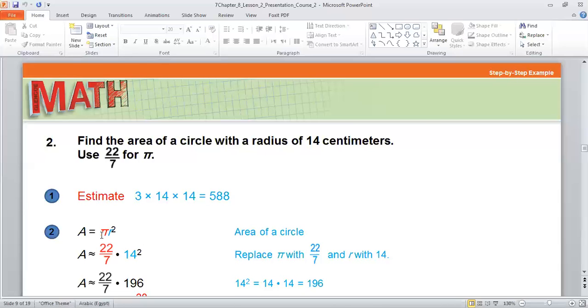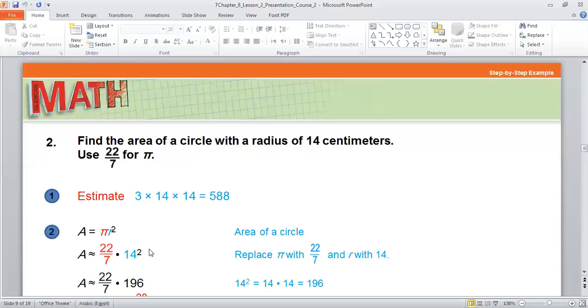We said that before, Muhammad. Pi has two values. Maybe pi equals 22 over 7, or maybe pi is equal to 3.14 like the previous example. But here we will use 22 over 7, because he told me to use 22 over 7 for pi. And we will remove the radius and put 14.